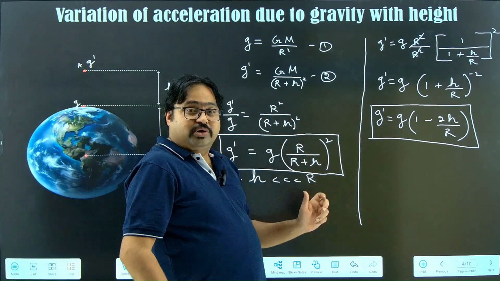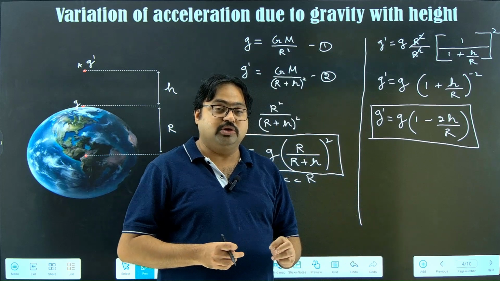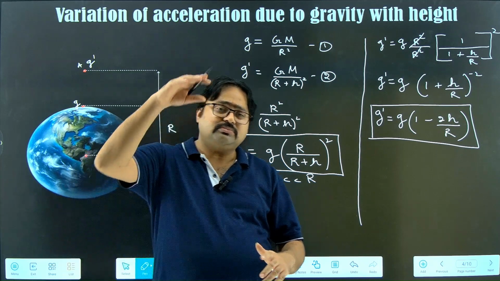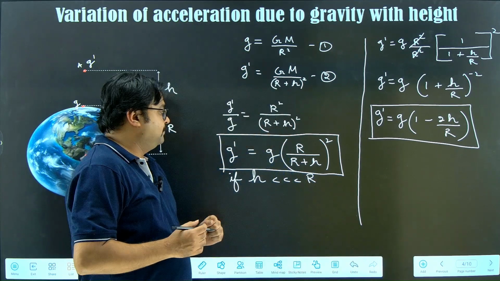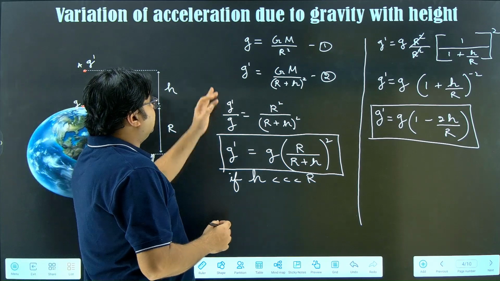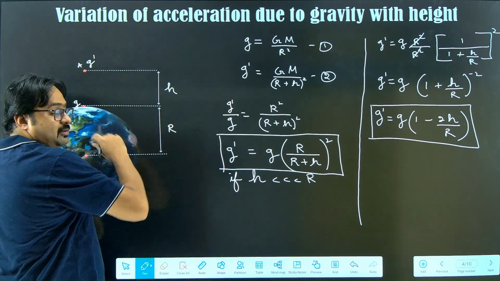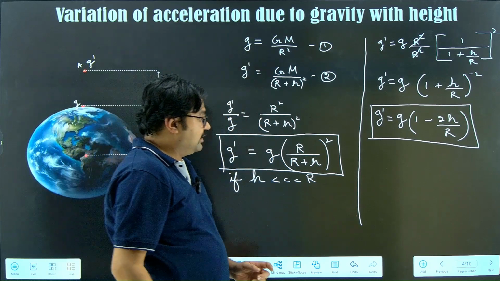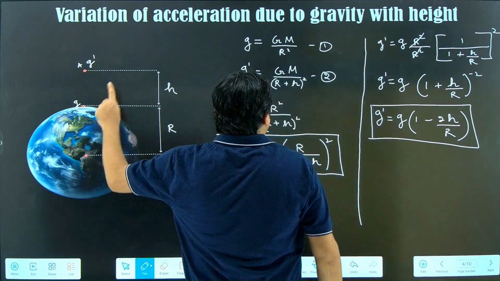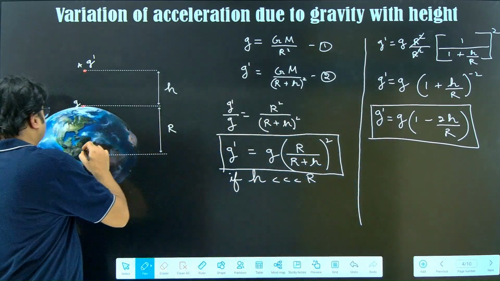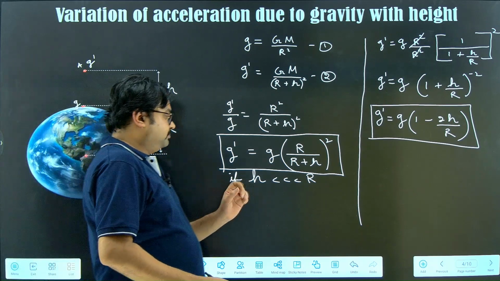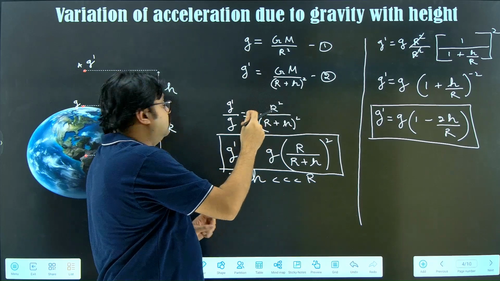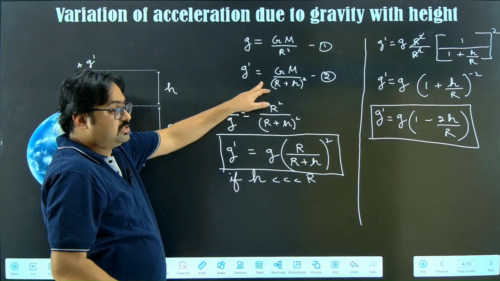These are two relations that will prove really useful when you are solving numericals, MCQs related to variation of acceleration due to gravity with height. One thing that you need to remember is acceleration due to gravity at a place away from the surface of the earth varies inversely as the square of the distance between the center and the point you are talking about. Anyway, look at this equation. I was referring to that. g is inversely proportional to the square of the distance between the center and the point. That's the equation I was referring to.